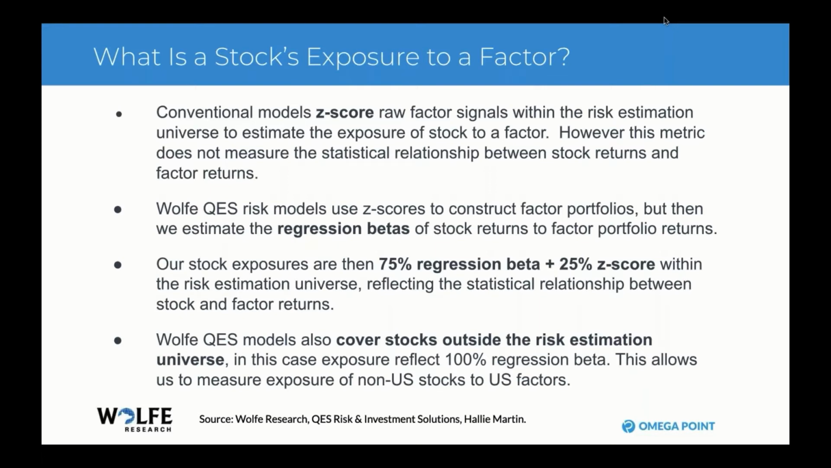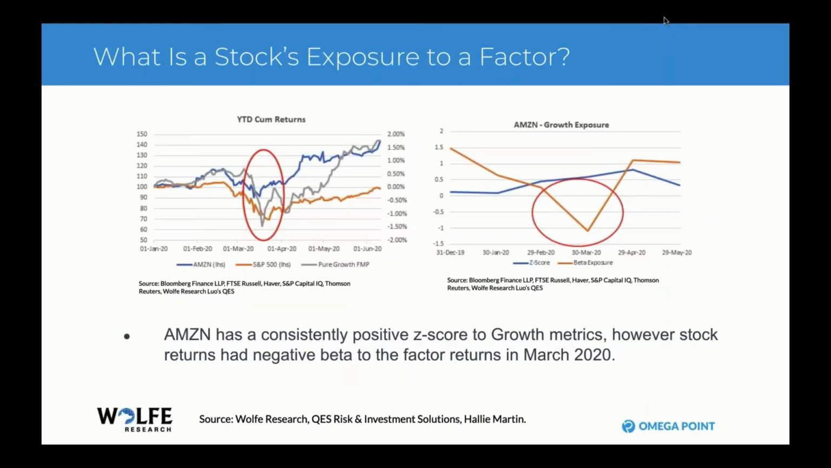In addition to giving us more accurate risk predictions, this also allows us to cover stocks outside of the risk estimation universe. So for example, if you own an ADR in your portfolio, and you want to know what your exposure is to a U.S. set of factors, you can simply use that ADR's stock returns and estimate that exposure via the regression methodology. This allows us to cover a much larger universe of stocks within our U.S. equity model, where traditionally in other vendor models, you would need to move to a global model or choose not to model those assets.